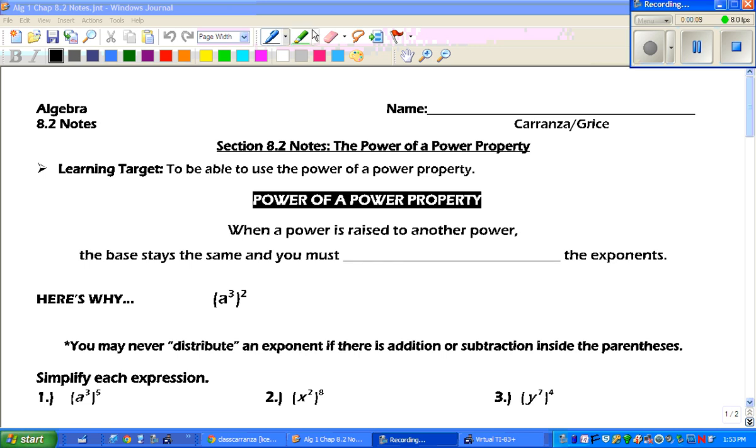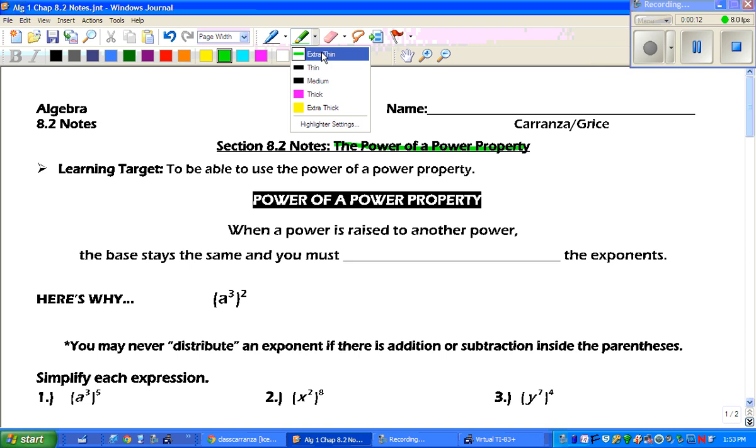Today we are talking about the power of a power property rule. Our learning target today is to be able to use the power of a power property. So, power of a power, what is that? Well, when a power is raised to another power, the base stays the same, and you must multiply or distribute the exponents. Here's why.